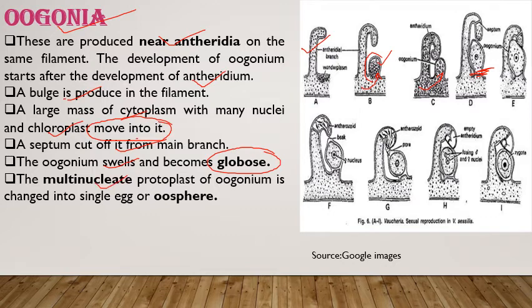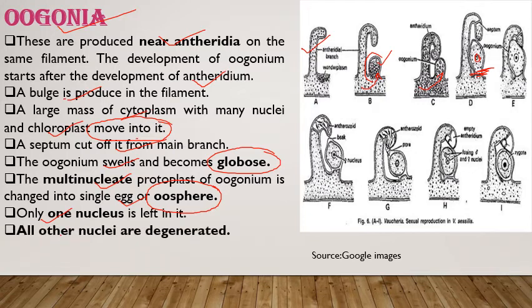So this multinucleate protoplast of Oogonium is changed into single egg or oosphere. So egg is also known as oosphere, while zygote is a diploid structure which is known as oospore. So इसके अंदर जो मल्टीन्यूक्लिएट कंडीशंस हैं, ये सारे के सारे जो न्यूक्लियाई हैं दे गेट्स डिसइंटीग्रेटेड. सिर्फ एक ही न्यूक्लियस प्रेजेंट होगा इसके अंदर फाइनली, एंड इट विल एक्ट एज एन एग. So only one nucleus is left and all other nuclei are degenerated or disintegrated.